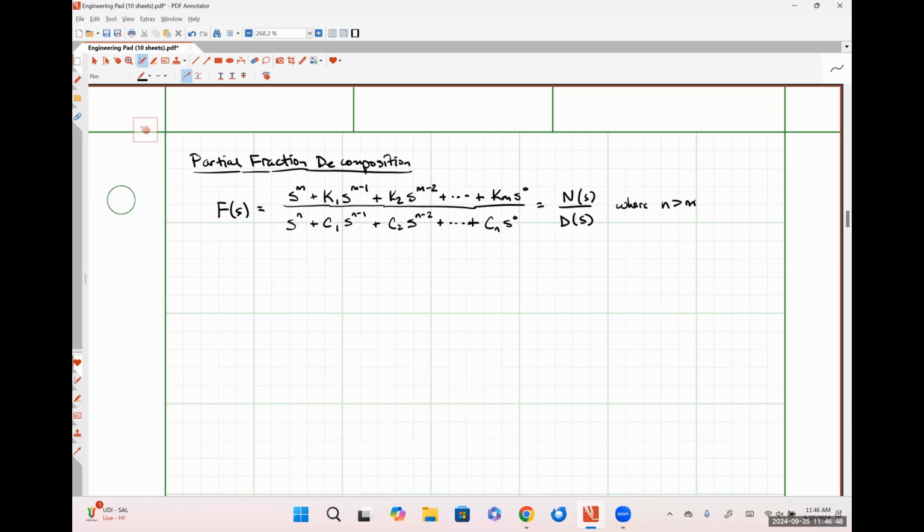So let's consider something relatively easy where we have something that could be factored, okay? So let me use an explicit example here with numbers and everything. Let's say that we have F of s equal to s squared minus 4s plus 3, which I think we can factor relatively easily, over s cubed plus 4s squared plus 3s.